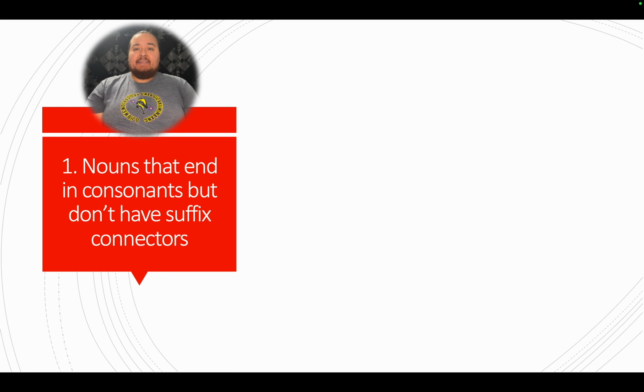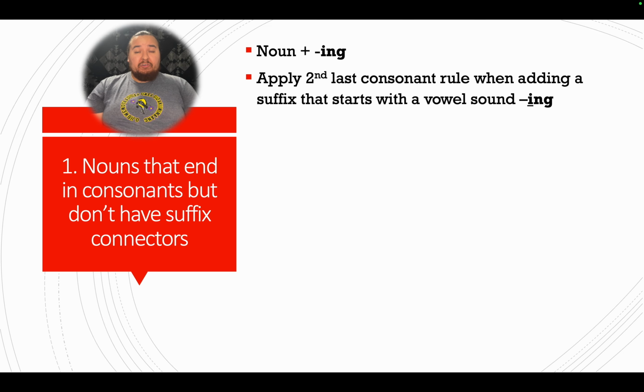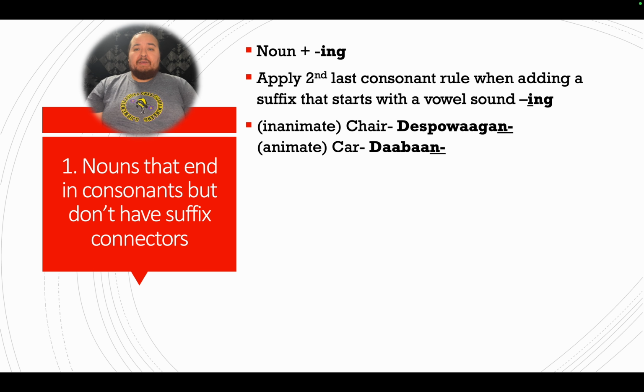Nouns that end in consonants and don't have suffix connectors: for those, simply add ing to it. Don't forget to apply our second last consonant rule because our suffix starts with a vowel sound. We have two examples here, despawagan for our inanimate and daban for our animate example.